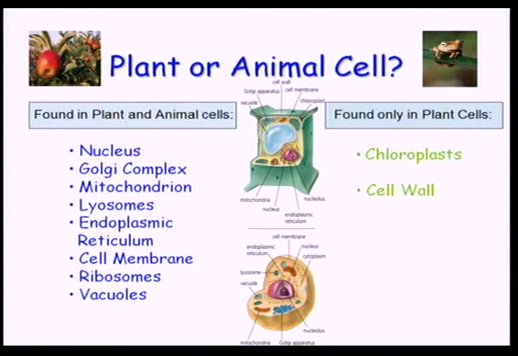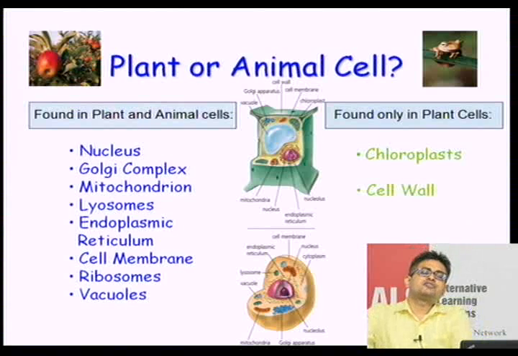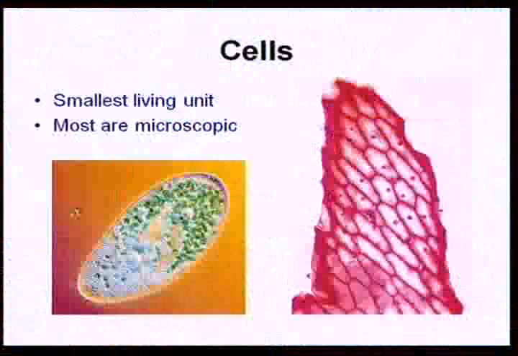Differences between plant and animal cells. Things found in both plant and animal cells are mentioned on the left side. Things mentioned on the right side are found only in plant cells. You will be asked in the exam about the differences between plant and animal cells. I hope you have done it, as I gave you this as homework. So this was the first thing I wanted to show you. I have one more slide.